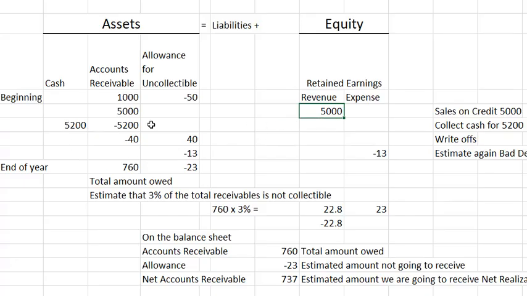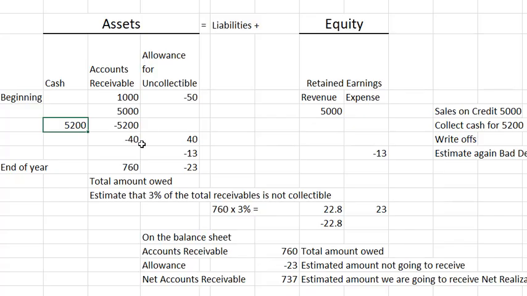Then we collect cash from our customers over the course of the year, or however you want to think of this. And the cash increases and our accounts receivable goes back down. So if you think about it, they started with accounts receivable at 1,000, went up by 5,000, and down by 5,200. We're at 800 accounts receivable.